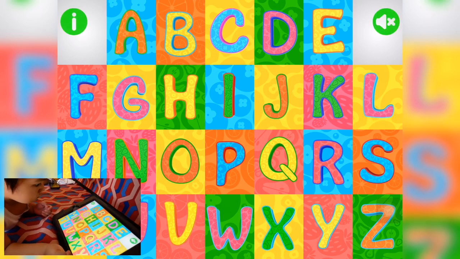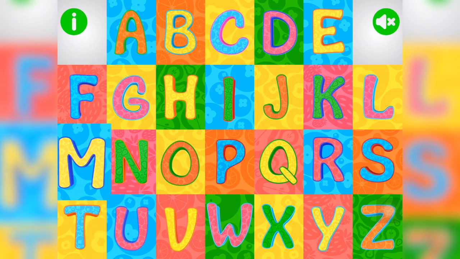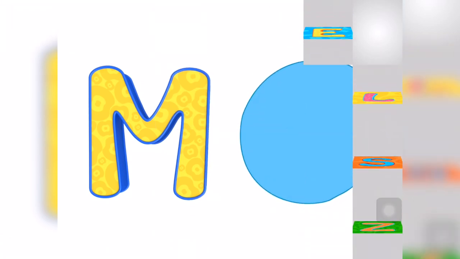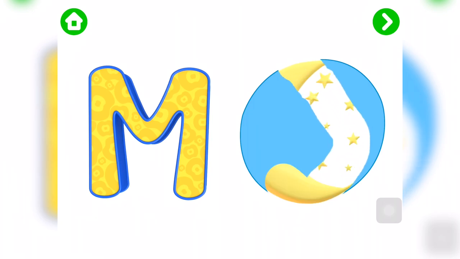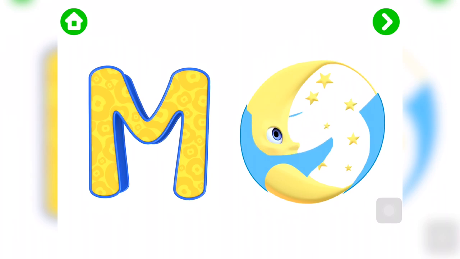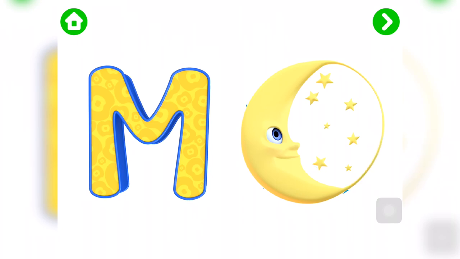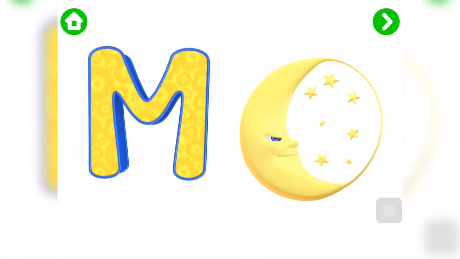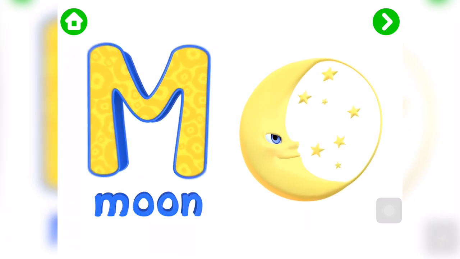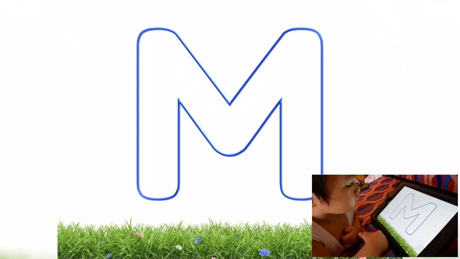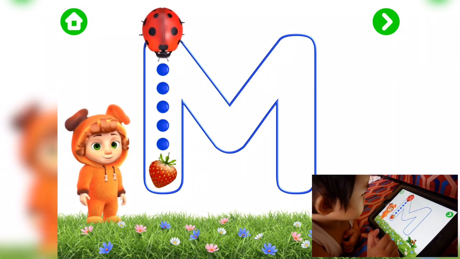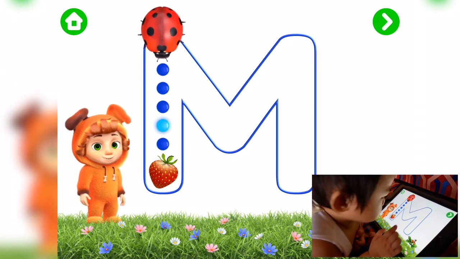How about letter M? M. M is for? Let's find out. M is for moon. Moon. Three small.